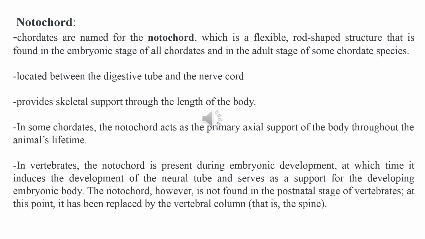Now, what is the main function of notochord? First, it provides axial support to the body of the animal, and the second main function is that it acts as an inducer for the development of the neural tube. That means the neural tube, or nervous system, is formed because of signals which are given by notochord, and this neural tube later on modifies itself into brain and spinal cord.